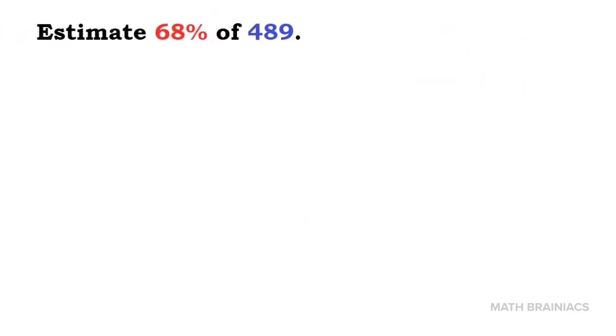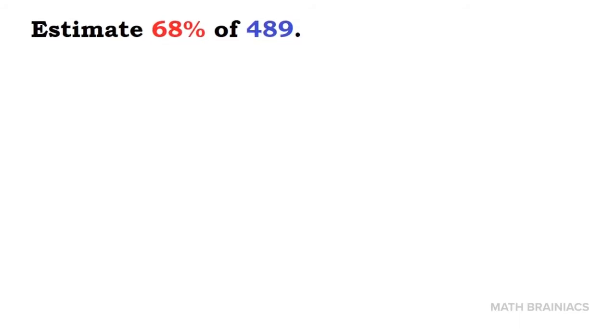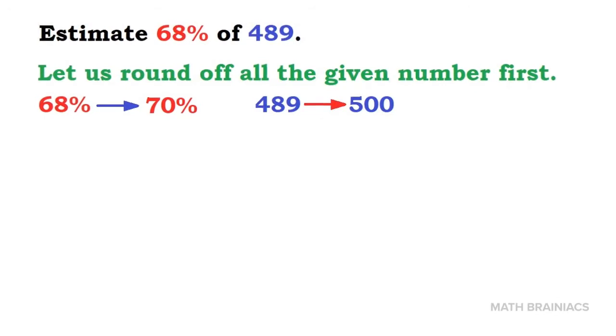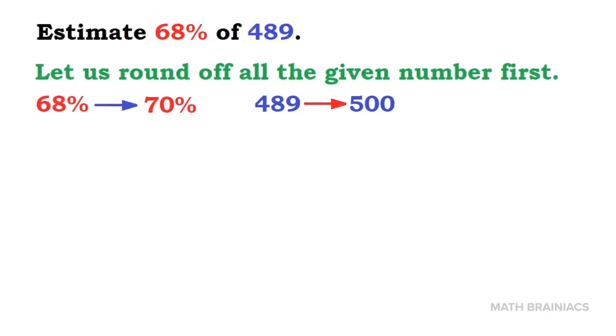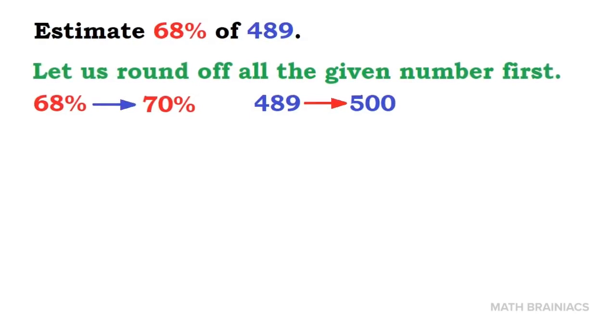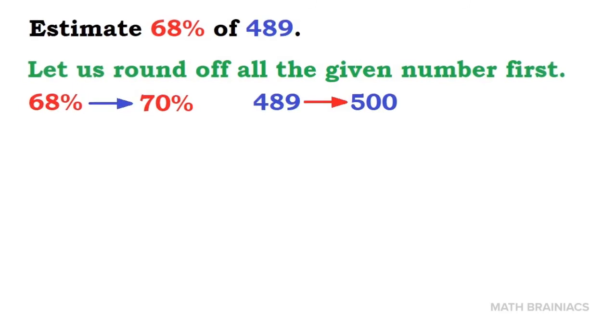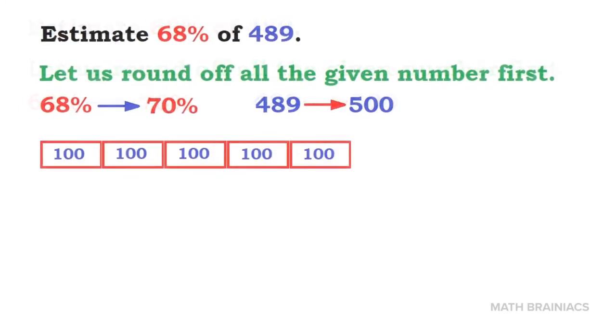Let us work on this example so that you will be guided. Estimate 68% of 489. Let us round off all the given numbers first. The percent will be rounded off to the nearest tens, and the given number will be rounded off to the nearest hundred, so that it will be easier for you. Therefore, 68% will be rounded off to 70%, and 489 will be rounded off to 500.